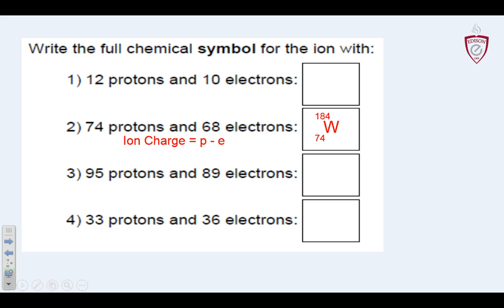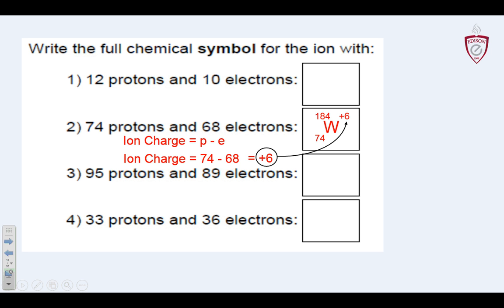Same equation, protons minus electrons. I got 74 minus 68 equals a positive 6. Up in the top right corner. Now remember, when I do protons minus electrons, because it's subtraction, it's a negative, the order is very specific.